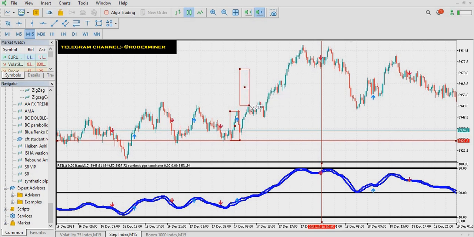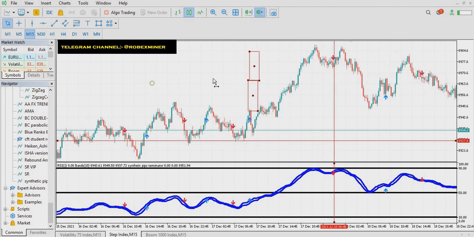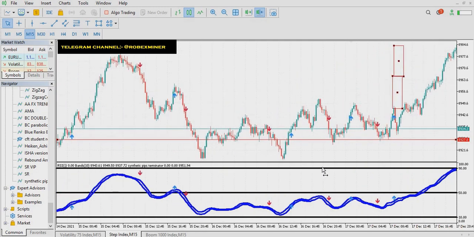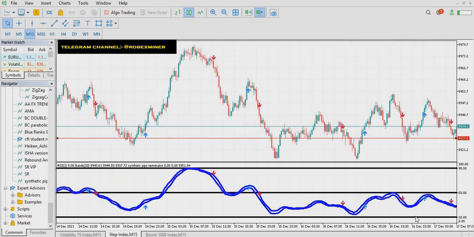You can see this. It will be a 1:2 risk to reward ratio. You can see the stop loss and the take profit. You can see the situation that this does not touch it. That's the reason why it's moving.